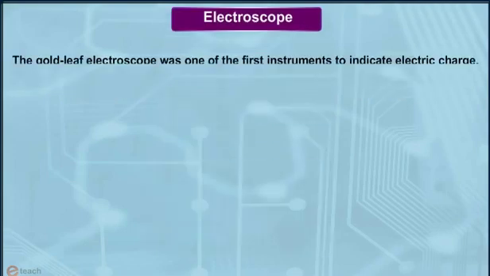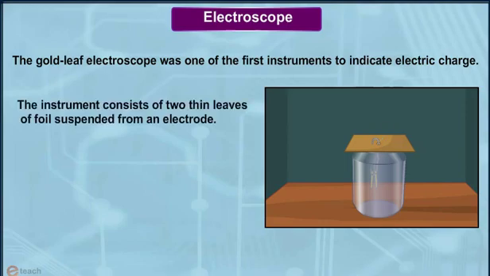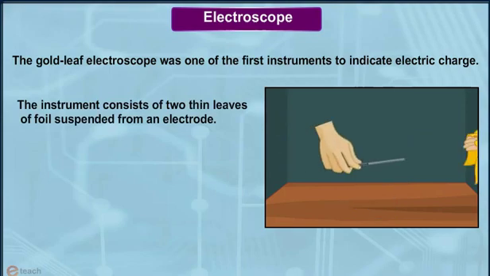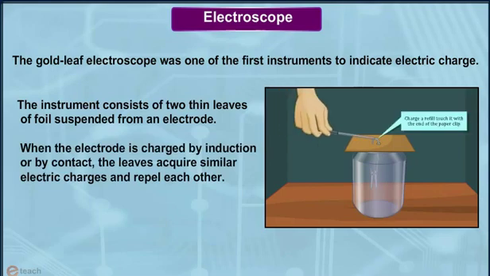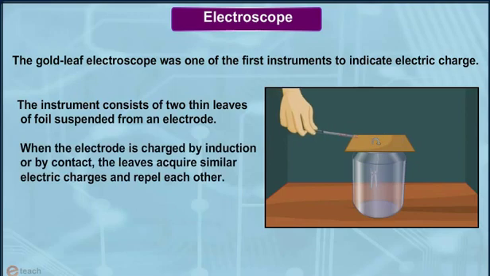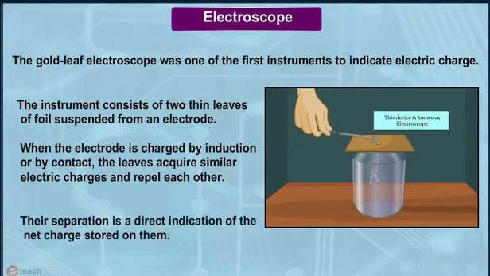Electroscope. The gold leaf electroscope was one of the first instruments to indicate electric charge. The instrument consists of two thin leaves of foil suspended from an electrode. When the electrode is charged by induction or by contact, the leaves acquire similar electric charges and repel each other. Their separation is a direct indication of the net charge stored on them.